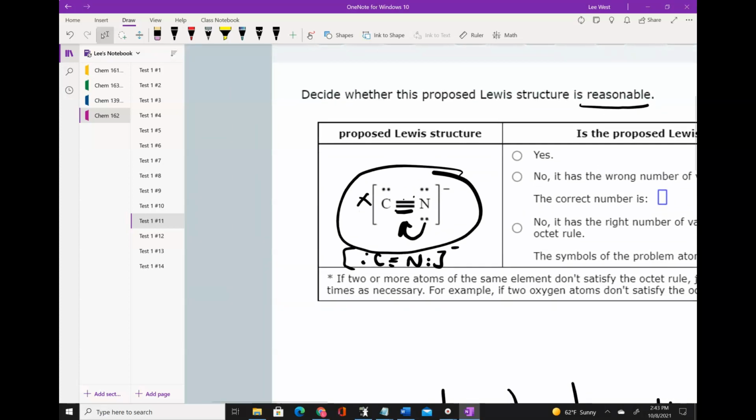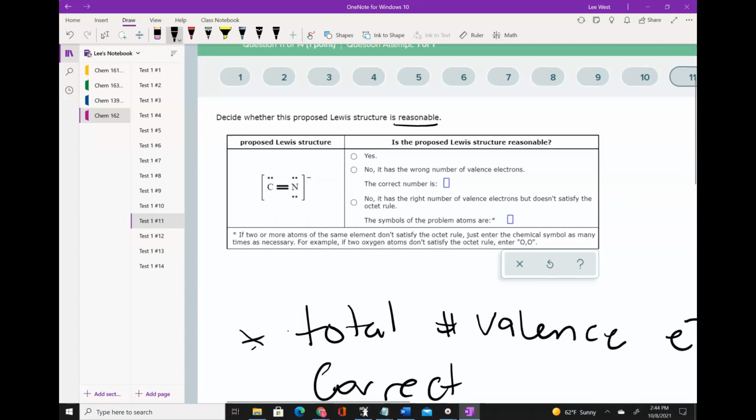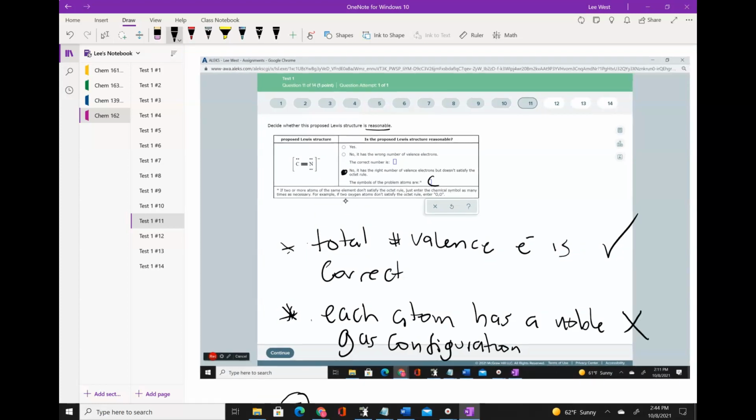So this is not a good Lewis structure, and the reason it's not a good Lewis structure is because the carbon atom has the wrong number of electrons around it. So is the proposed Lewis structure reasonable? No. It has the right number of valence electrons, but it doesn't satisfy the octet rule. That is correct. The atom with a problem is carbon. Okay? So that's it, right? So you check both those things in that order, and we found that it was the second thing that was wrong. And so then, the reason that it's wrong is that carbon only has 6 electrons around it.